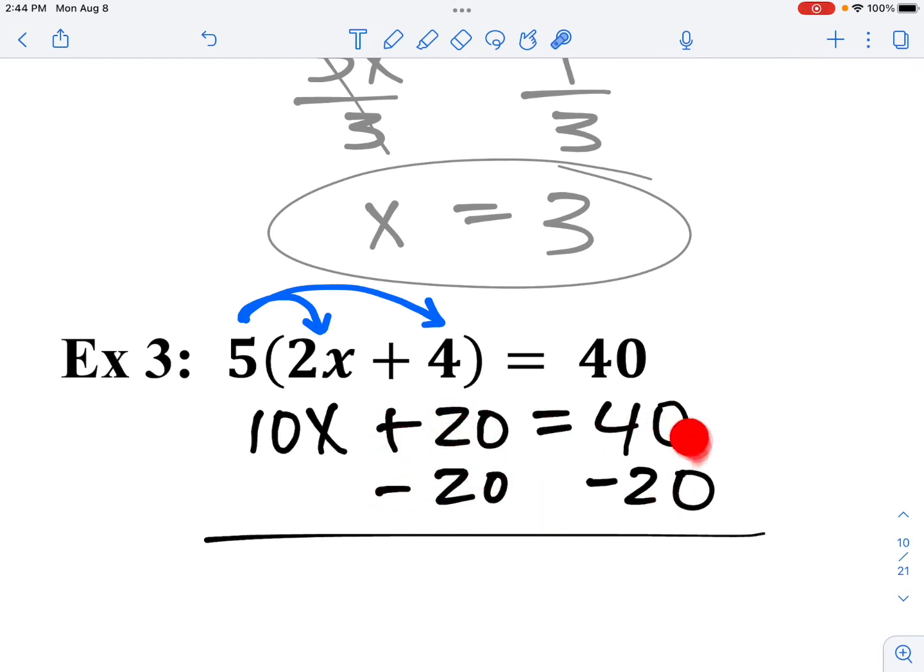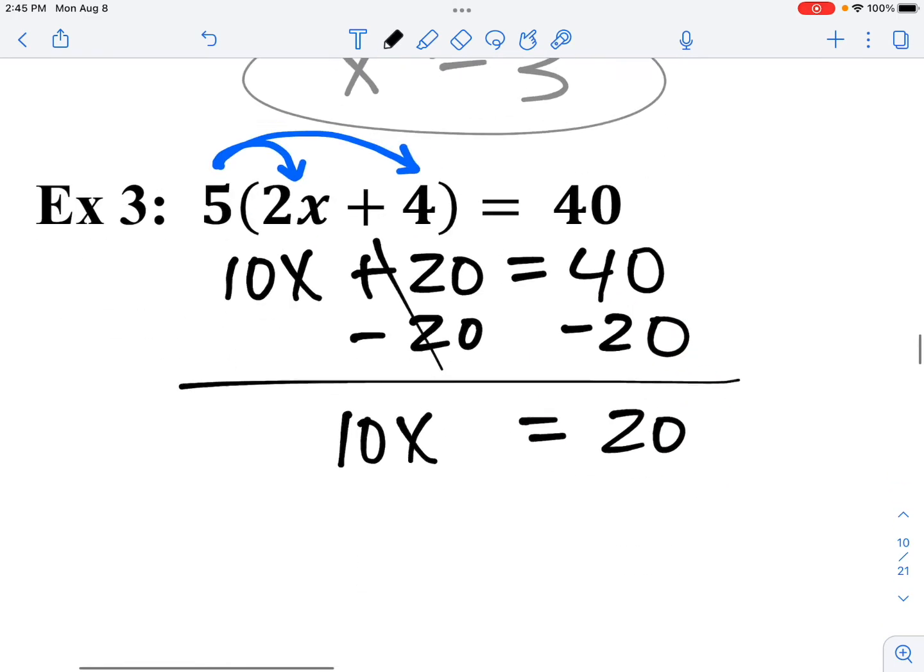And I'm going to subtract 20 on the other side of the equal sign as well. That cancels those, and I'm just going to bring down my 10x. I'm just bringing down this here. Keep your equal sign, and 40 minus 20 is 20. I only have one step left.